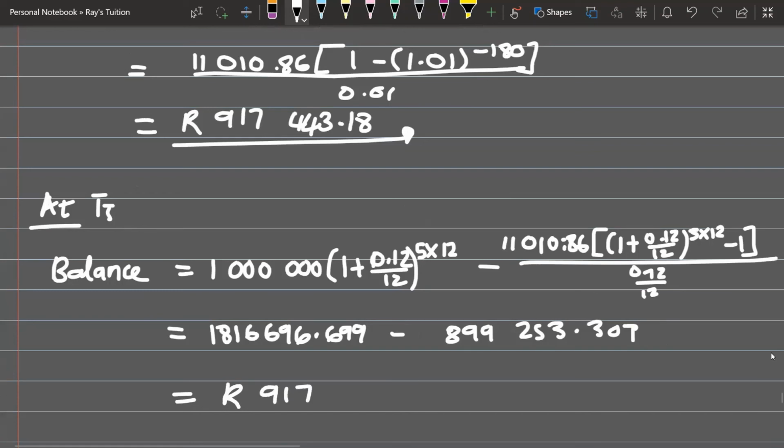So it doesn't matter which method you use, you will get the same answer. Okay, my rounding is off because I rounded off differently for each one.